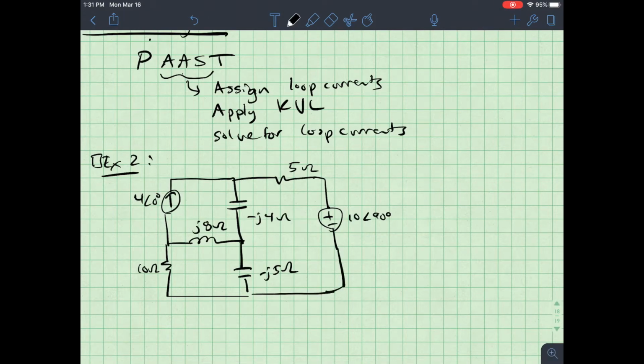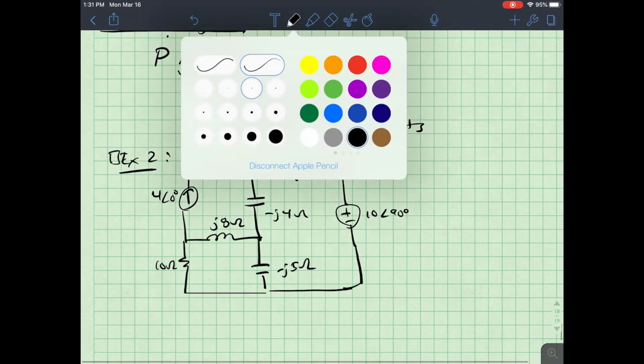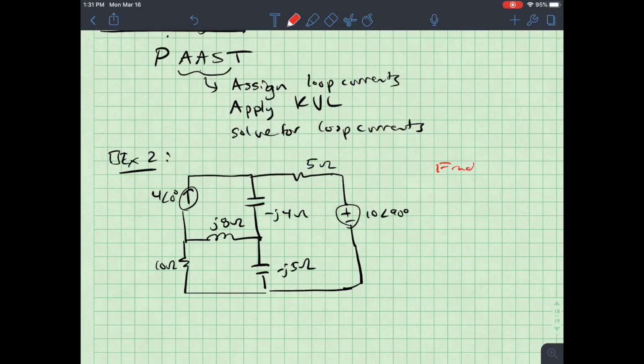Combine those together. And then what I want to do is find I naught in the phasor form. I naught is going to be defined as the current right there.